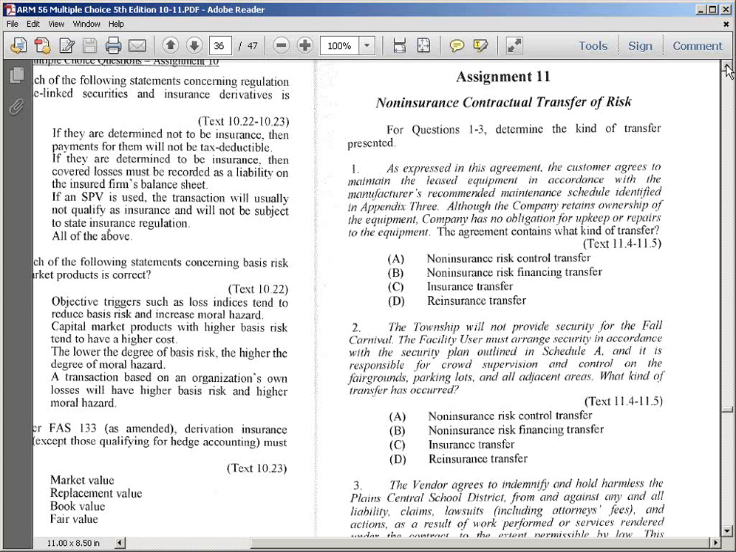So if we do the first one: as expressed in this agreement, the customer agrees to maintain the leased equipment in accordance with the manufacturer's recommended maintenance schedule identified in Appendix 3. Although the company retains ownership of the equipment, the company has no obligation for upkeep or repairs of the equipment. The agreement contains what kind of transfer?